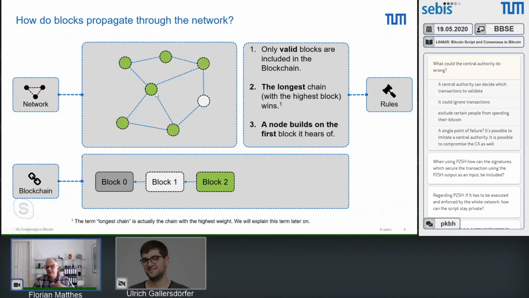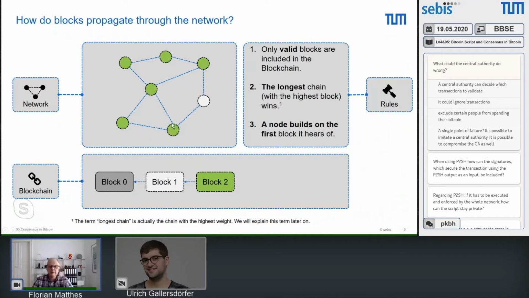And then in the next step, it's not synchronous, it could be asynchronous. Now the next neighbors also get this block 2. They also verify it with their block 1, say it's correct, and propagate it. For example, this one would propagate it, but it already received it from here. So this node would take the first one it gets.